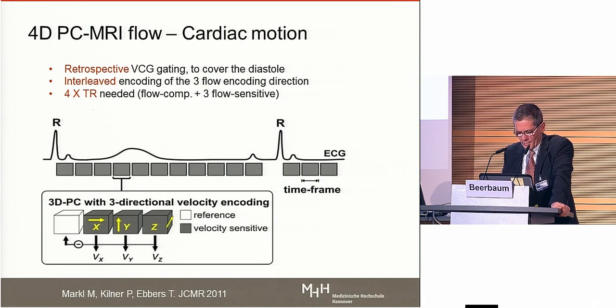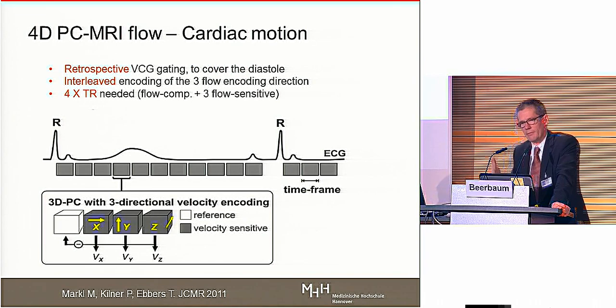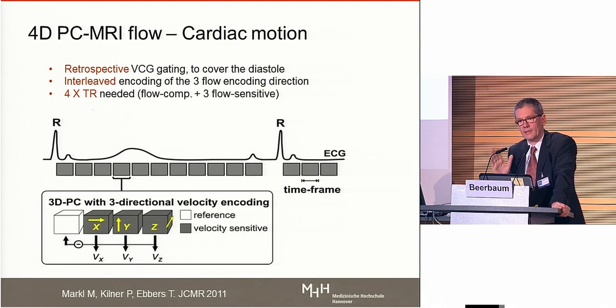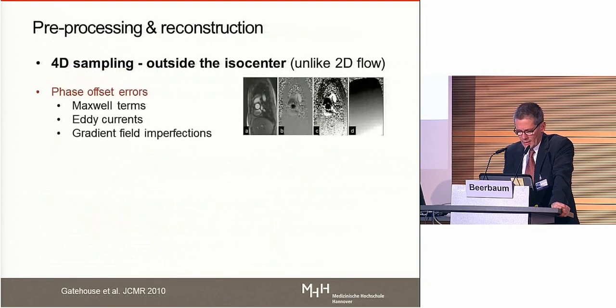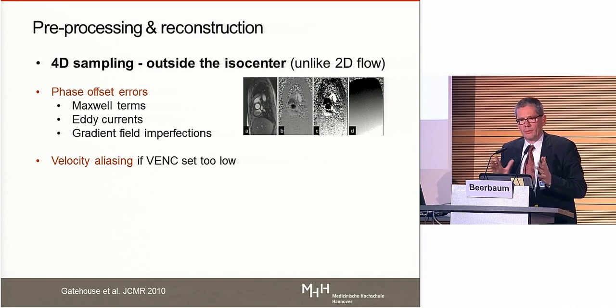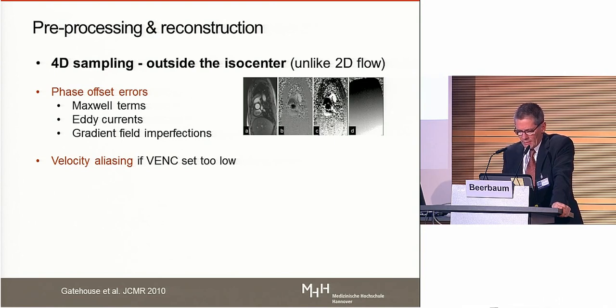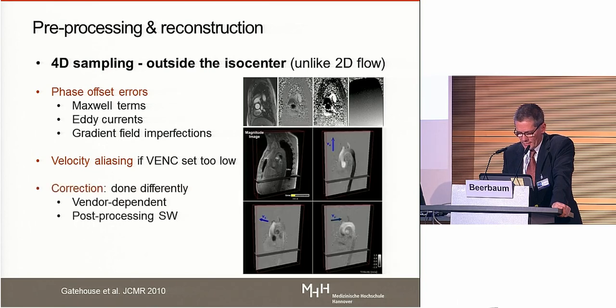You've got to encode your flow, not just in one direction as with 2D flow, but in three directions as with this methodology. And then that's what you get. You have to be careful with some technical aspects. You need to be thinking about flow offsets because you're measuring a big volume, and you need to be sure that your phase errors are being taken care of by the physicists. Otherwise, you get a lot of errors.